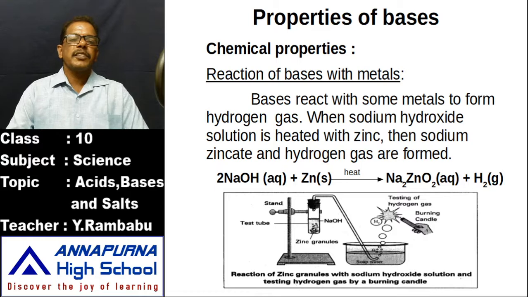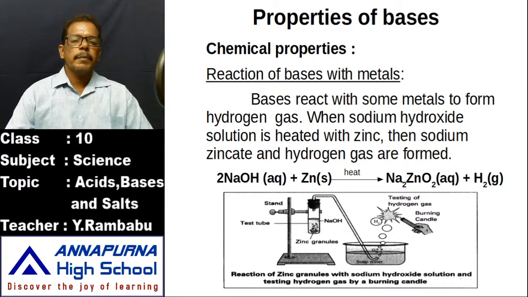First, reaction of bases with metals. Already we have learnt about metals. Simply, what are metals? The elements which are electropositive in nature are called metals. Examples are zinc, copper, magnesium, potassium. All these are called metals.